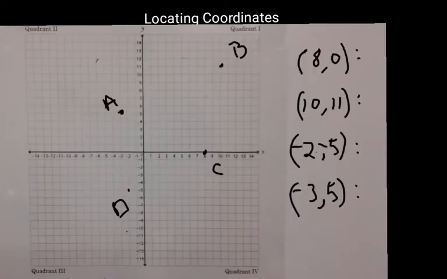Let's practice finding some locations on the coordinate grid. Our first location is (8, 0). The x-coordinate is 8, the y-coordinate is 0. So we start at the origin and go over 8 and up 0. That's point C. Next we're going to go over 10, up 11. Start at the origin, over 10 to the right because it's positive, up 11 because it's positive. That's point B.